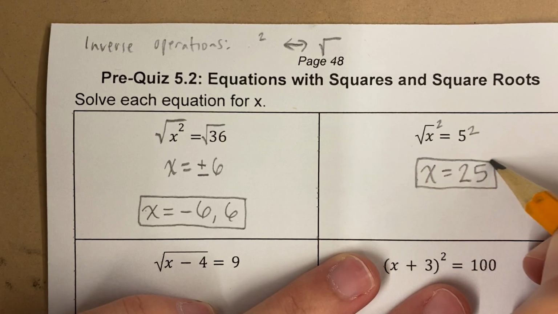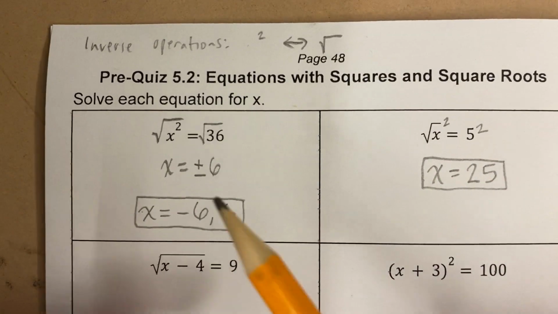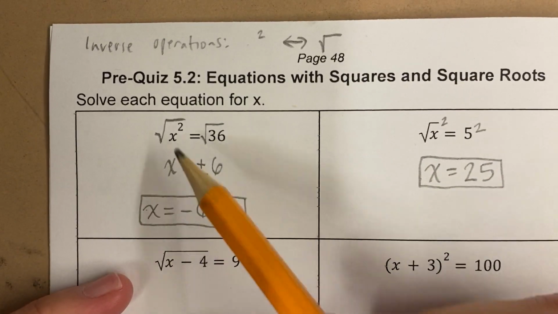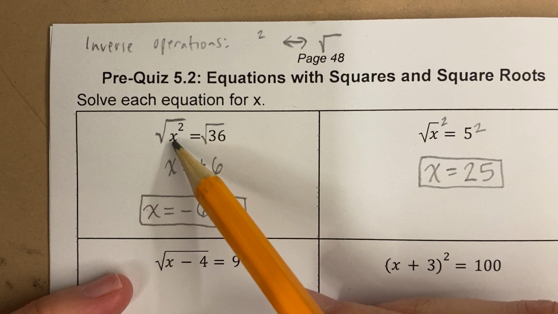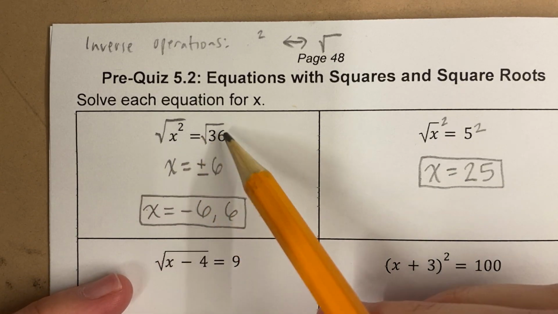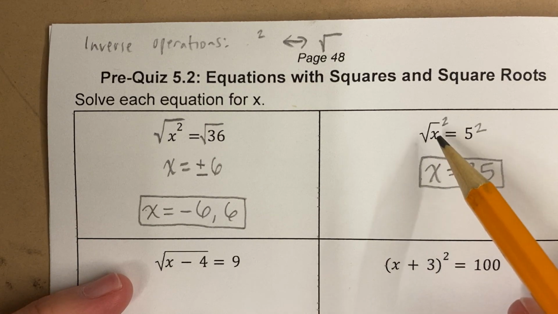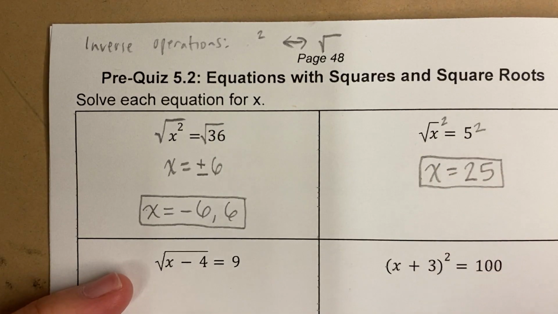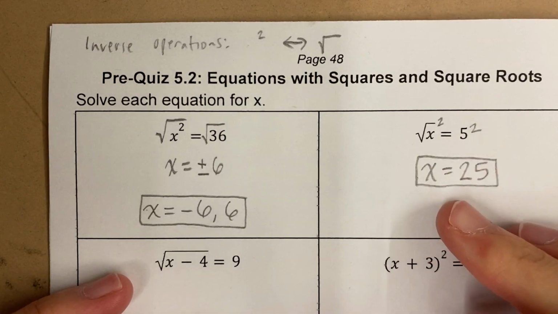Okay. Now, I want to point out a few things. First of all, this answer makes sense. If I plug in negative 6 here, negative 6 squared, negative 6 times negative 6 is 36. Look, if I plug in 25 here, the square root of 25 is 5. So check and make sure your answer actually makes sense.